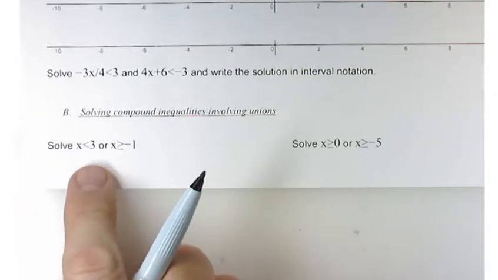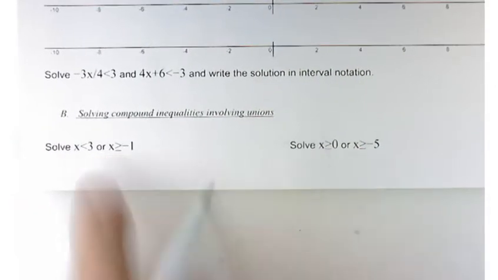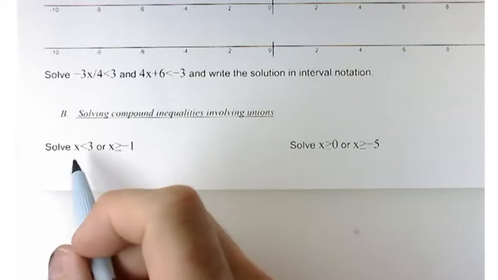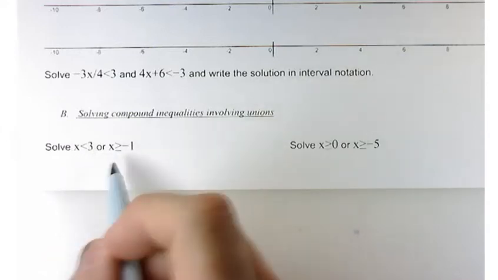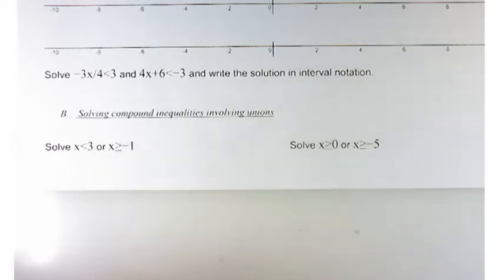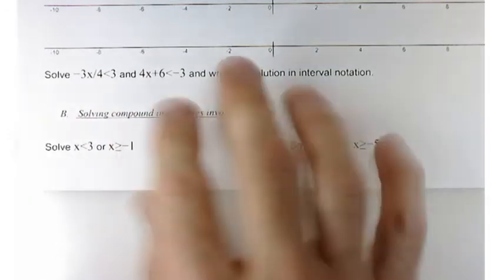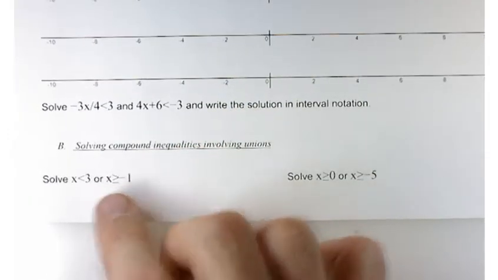Let's take a look at some other possibilities. Or means just what it is. Or. This is kind of like union. You're set building. You're adding things together. So it doesn't matter which one of these you're in. If you're in one or the other, you're in the union. So let me do a couple examples with this.